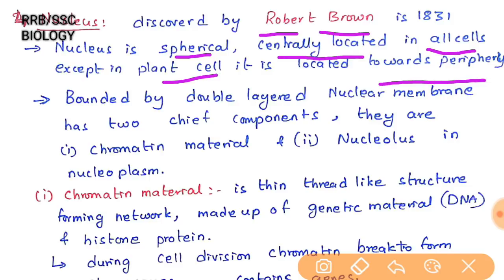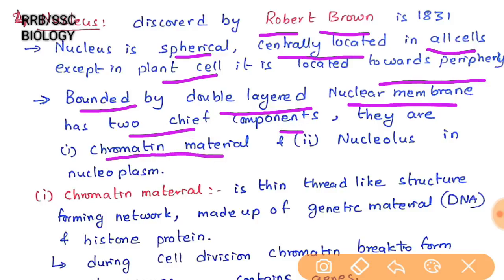It is bounded by a double-layered nuclear membrane and has two chief components. They are chromatin material, which is fibrous material, which I have shown earlier, and nucleolus, which is blue in color, in the nucleoplasm. The nucleoplasm is the protoplasm within the nucleus, friends.